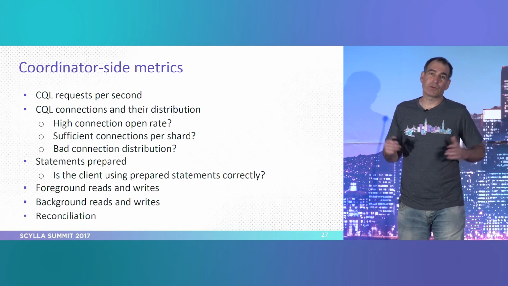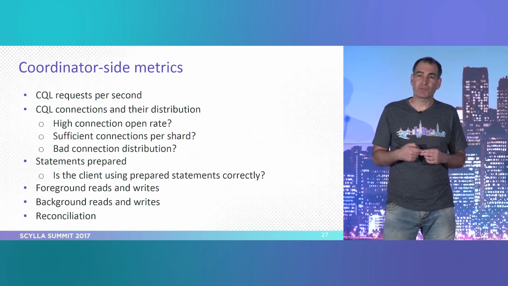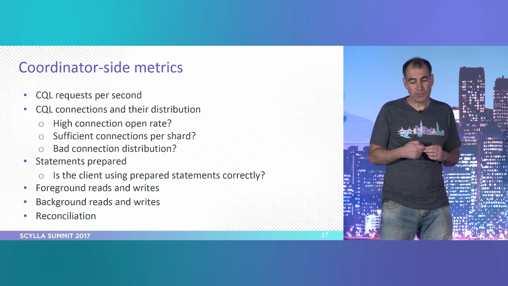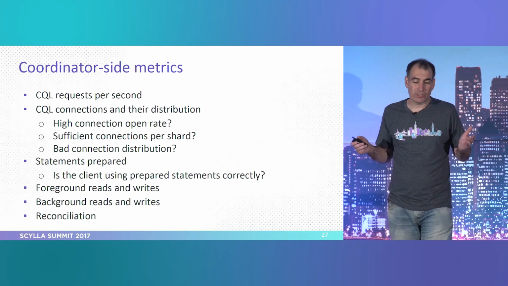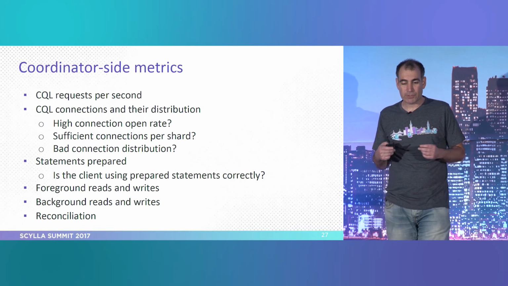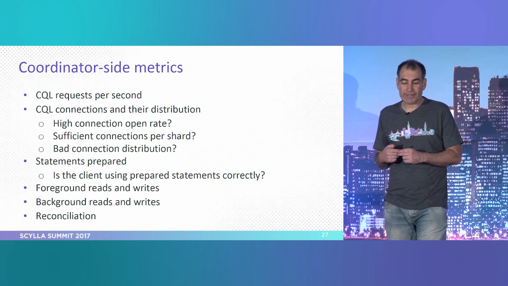Coordinator-side metrics. Again, the coordinator is the part of the system that accepts a query from the driver, from the client, and decides how it is to be handled. The most important one is the amount of requests per second. You want to make sure that it matches your expectations. But if it doesn't, then we need to try to understand why.